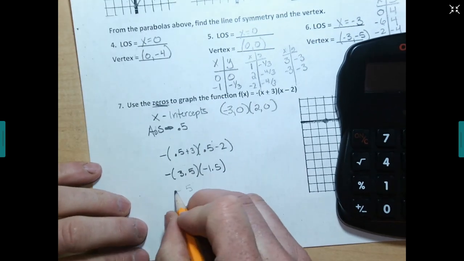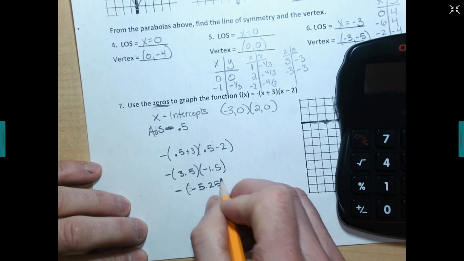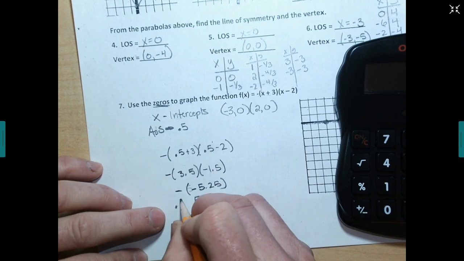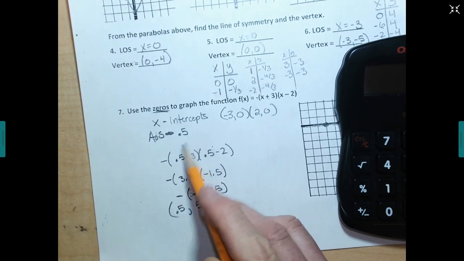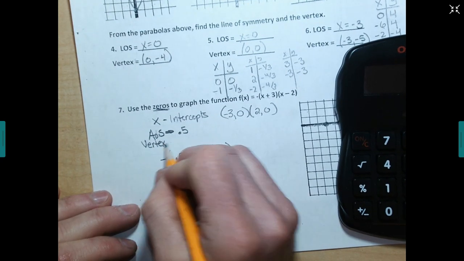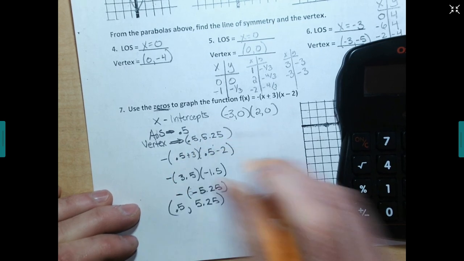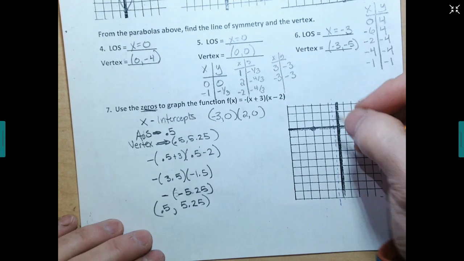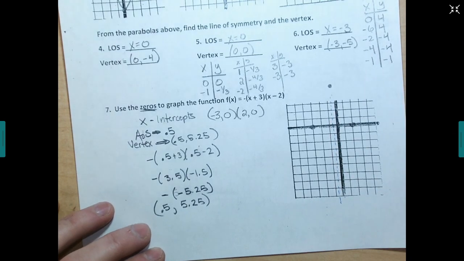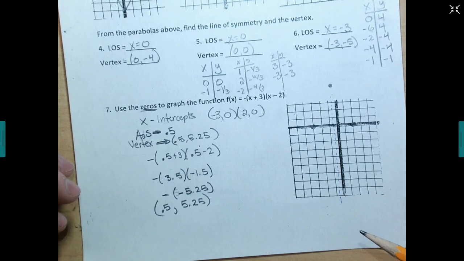So I have this negative right here. And then when I multiply these two, I get negative 5.25. So a negative and a negative is a positive. So my vertex is negative 0.5, 5.25. So vertex negative 0.5, 5.25. So negative 0.5, 1, 2, 3, 4, 5. So there's my vertex.